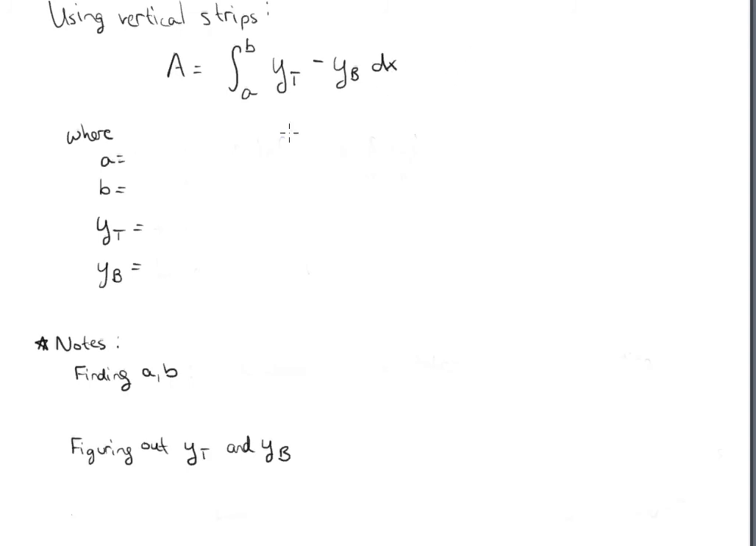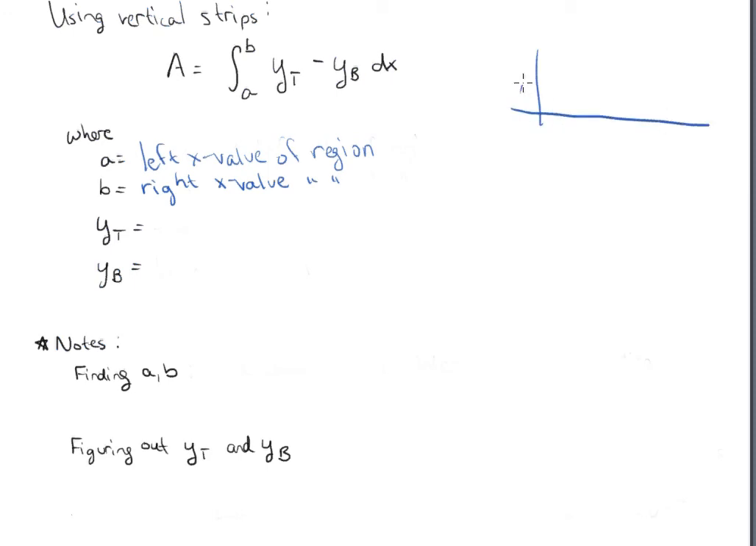Now, this is slightly different notation, same idea. So in this notation, A again is the left x value of the region, and B is the right x value of the region. So we have our graph again, and maybe here's two curves. There's A, there's B, and the area we want is in between the two curves, in between those x values.